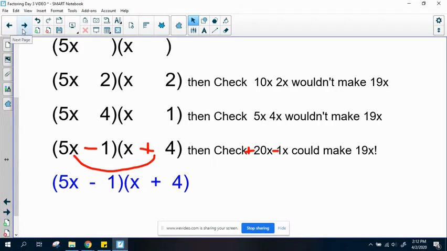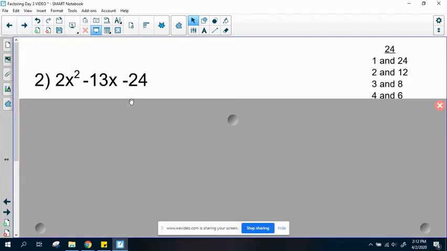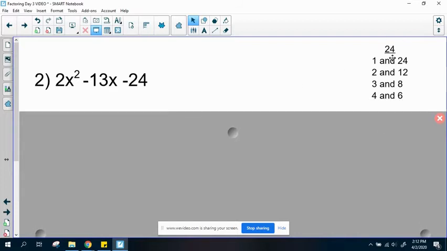Let's try another one. All right, so last term is negative. I first check, can I make this smaller? But I have a 2, a 13, and a 24, so no GCF. So you can see my kind of list over here. I automatically jumped to 24 because it also has a lot of different combinations: 1 and 24, 2 and 12, 3 and 8, 4 and 6.